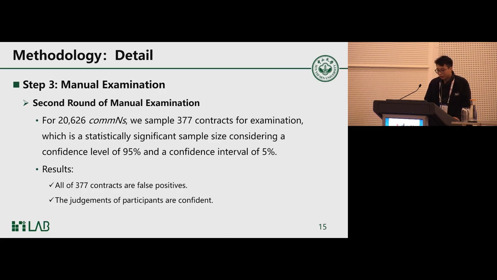Next, we perform a second round of manual examination to evaluate the results of the first round. For the common false positive contracts, we sample 377 contracts for examination. And finally, we find that the 377 contracts are all false positives. So we can believe that the judgments of our participants are confident.